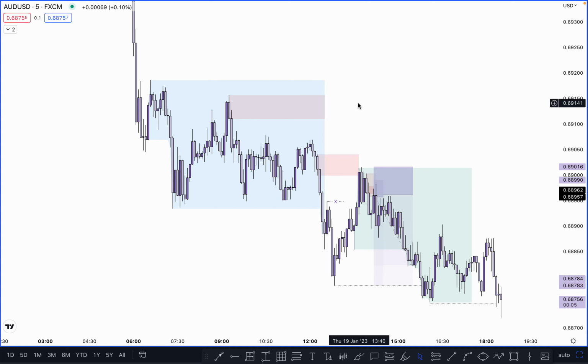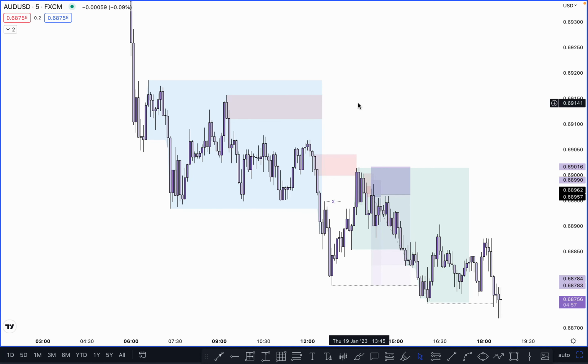This will help you a lot as a day trader. This will help you a lot to understand where the next move is going. As a day trader, this will help you a lot to understand what's going on in the next session.